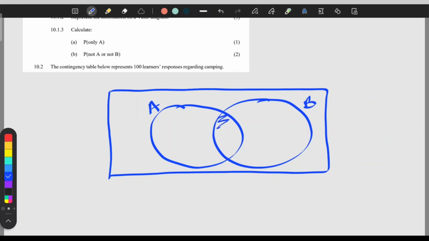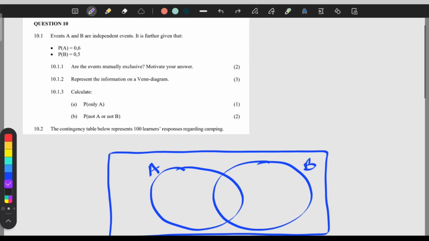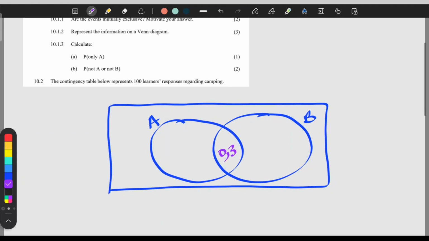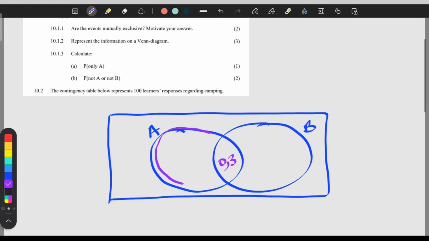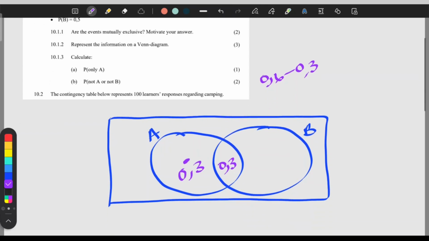So this part over here is P(A and B). In the previous question, we worked out P(A and B). It was 0,3. So that part goes there. Then this whole circle is P of A, and in the information, it says P of A is 0,6. So that means this number is 0,6, the whole circle, minus this part, minus that 0,3. And that gives me 0,3 for that part.